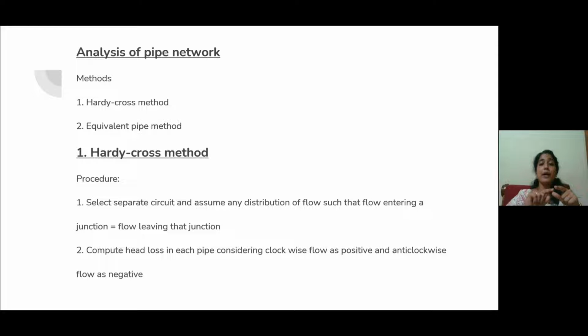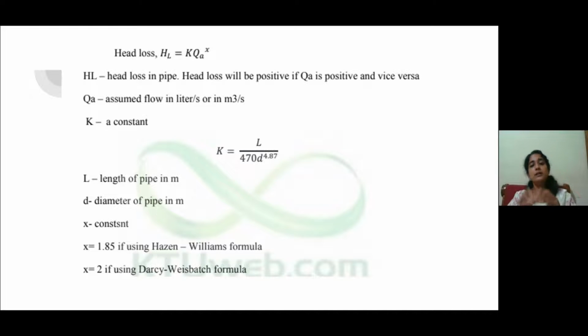If we are taking the pipe as A to D, then the flow will be negative. That is the second rule. That is, all the clockwise flow as positive and anti-clockwise flow as negative. Then head loss can be calculated by using the formula HL is equal to K into QA raised to X.